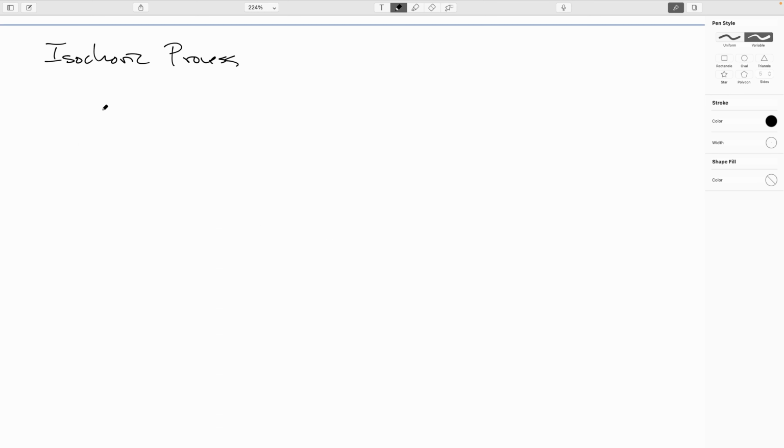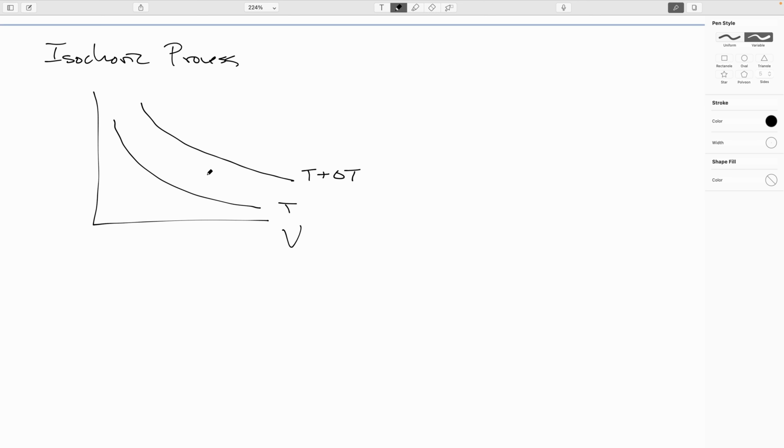So remember that isochoric is where the volume is a constant. So I'm going to draw a couple of isotherms. This will be at temperature T. This will be at temperature T plus delta T. And we will go from initial pressure P. And let's just say it's a heating, but it could be a cooling. It doesn't matter. P plus delta P like that. And V initial equals V final equals V.